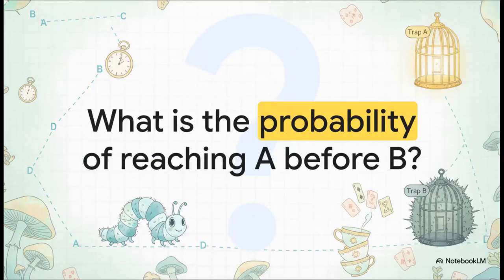Which brings us to the crux of this entire explainer. The riddle we need to answer is this. If the bug starts at vertex D, what is the exact probability that it reaches trap A, our success state, before it wanders into trap B? Think about that for a second. The bug is moving completely at random. I mean, it could take one step and win, or it could bounce around the board for hours before finally hitting a trap.